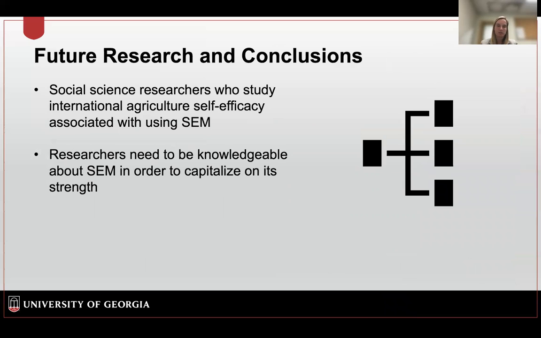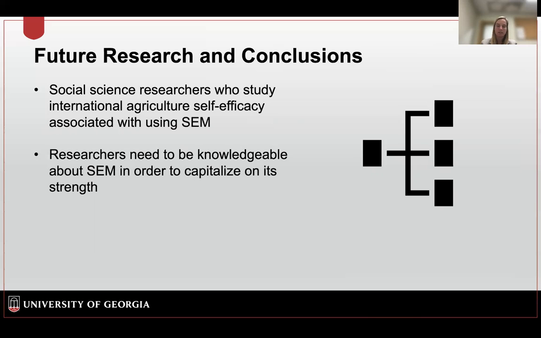Future research and conclusions. Future studies should assess social science researchers who study international agricultural self-efficacy associated with using SEM. A survey of social science researchers in the field may help more accurately determine common mistakes made in SEM, as well as why researchers decide to use SEM as their methodology, which may help create a more exhaustive list of advantages and mistakes than presented in the current study.